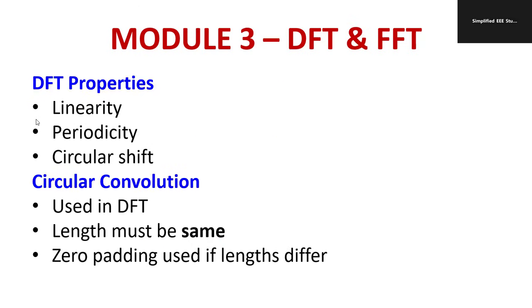What are the DFT properties? Six properties you have to study: linearity, periodicity, circular shift. Like that you have to prepare. Circular convolution is used in the DFT. Length must be the same. If the length is not the same, zero padding is used to make it equal.